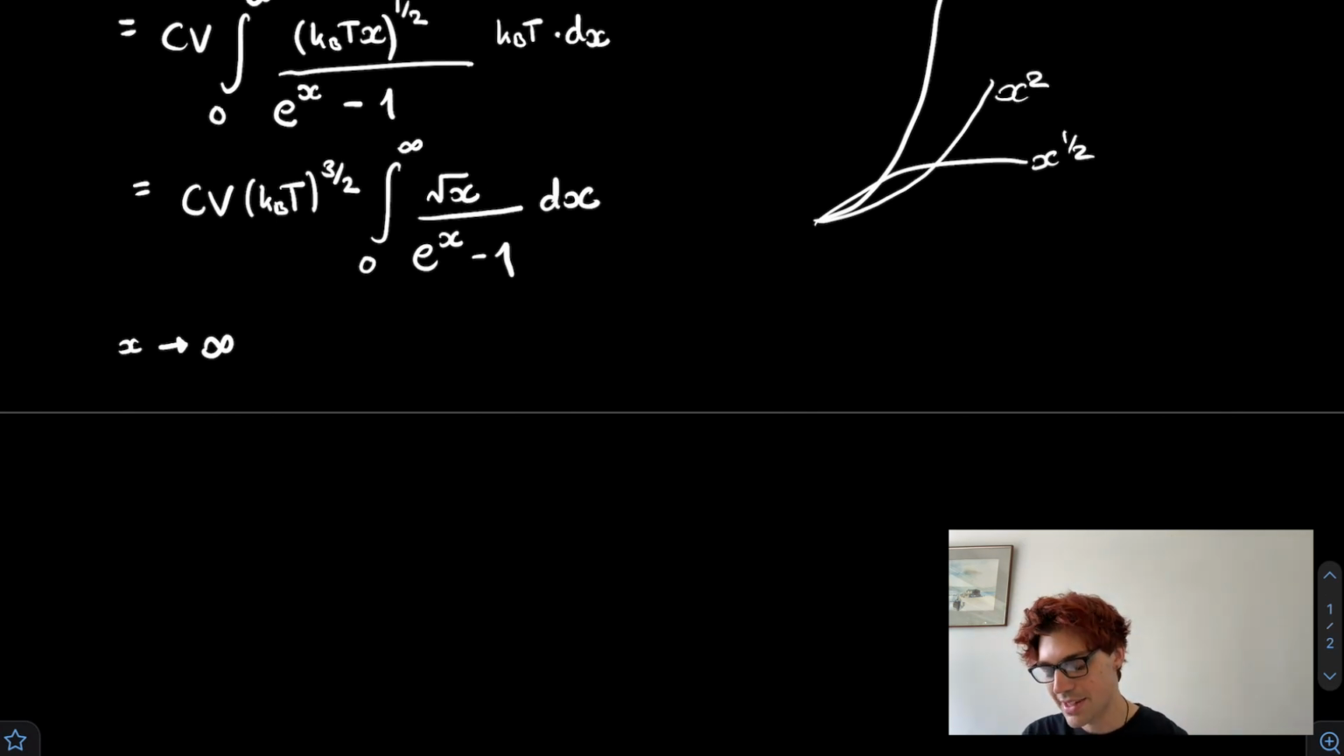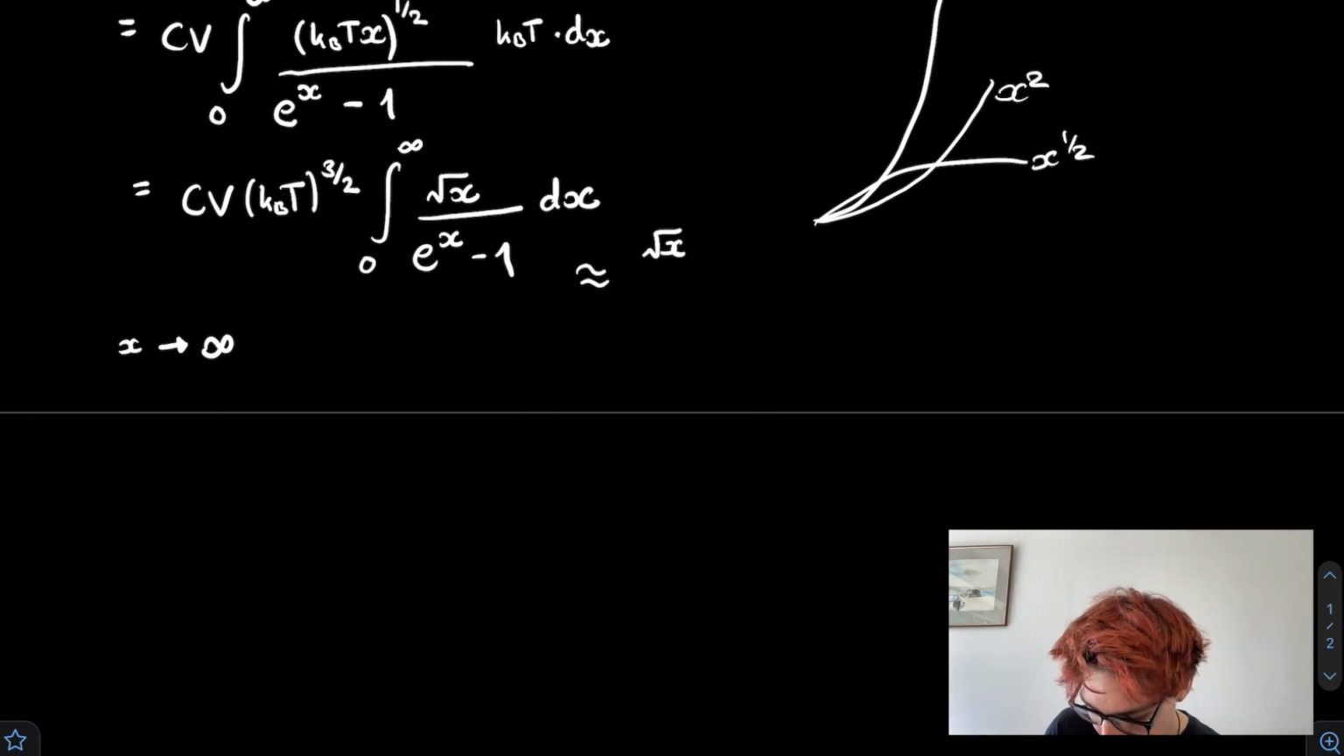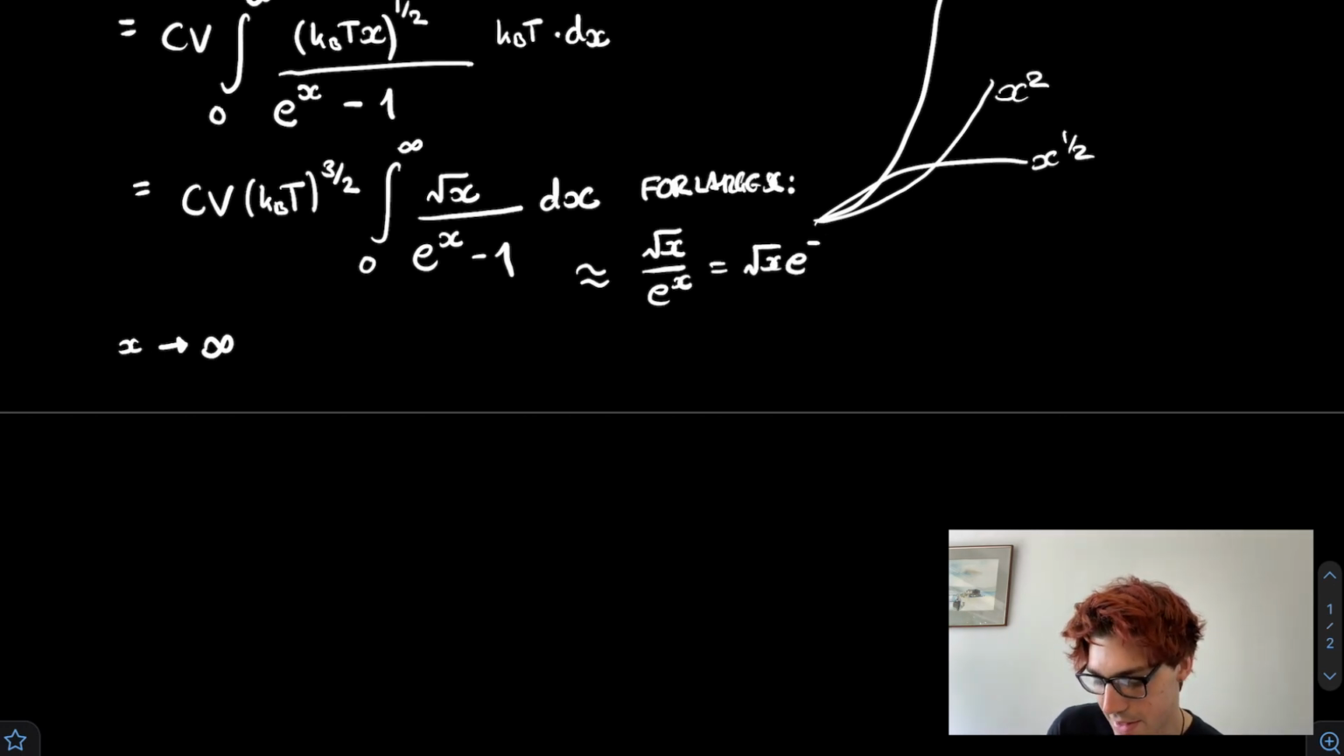So as x tends to infinity, e to the x is going to get very, very big. And so this 1, like I said in the last video, isn't really going to matter. So basically, root x over e to the x minus 1 will become root x over e to the x for large x. And that is equal to root x times e to the minus x, just turning the exponential on its head. So what's going to happen to this integral, root x e to the minus x?